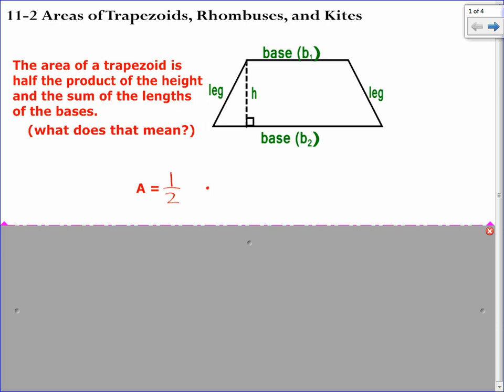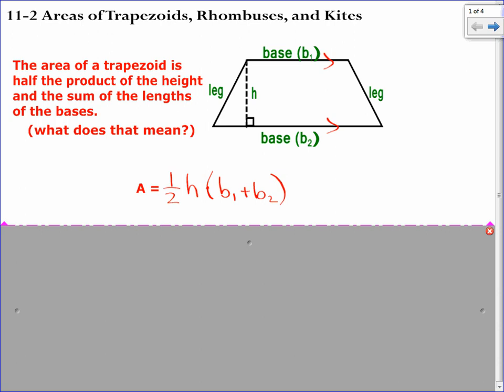Okay, so we're multiplying the height and then the sum of the bases. What does sum mean? Added together. So we have to take B1 plus B2. So that's the trapezoid formula. The bases are just the ones that are parallel to each other, so they're not always the top and the bottom. They could be the left and the right, depending on how the trapezoid is drawn. But the ones that are parallel to each other are considered the bases.